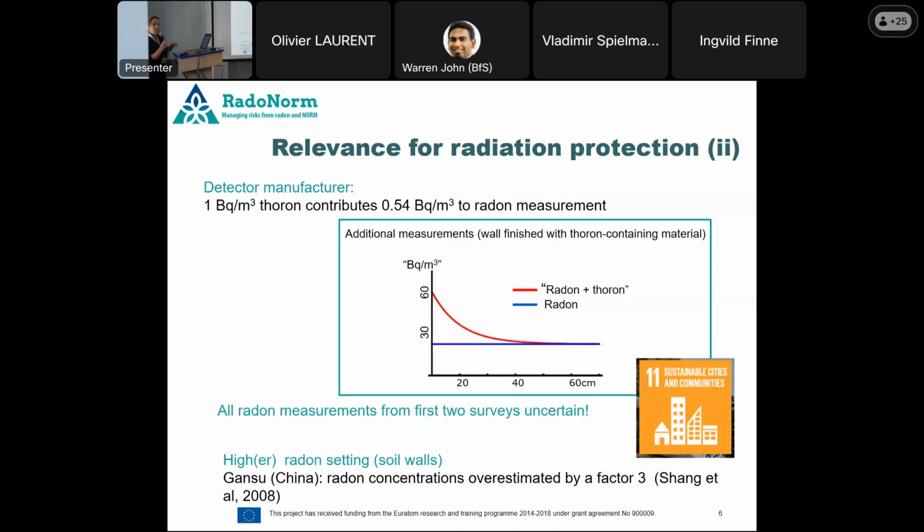So this is one of the sustainable development goals where this is relevant, and this may be a bit of a surprise, it is sustainable communities and cities. One of the aspects considered here is the sustainable use of building materials. And some building materials that are seen as more sustainable actually contain more thoron. This is particularly true for loam. So as we're moving to more sustainable ways of building, this problem might become more important.